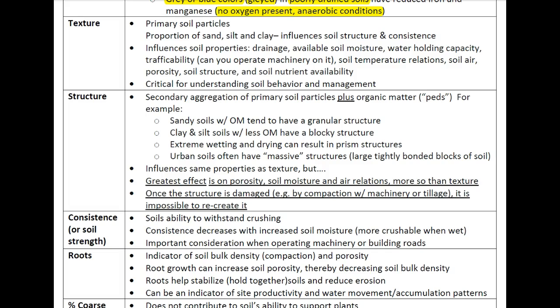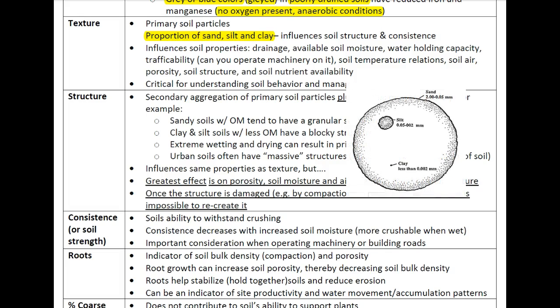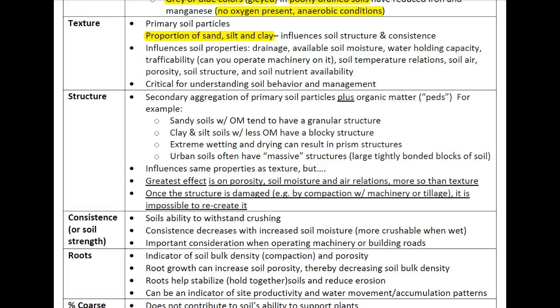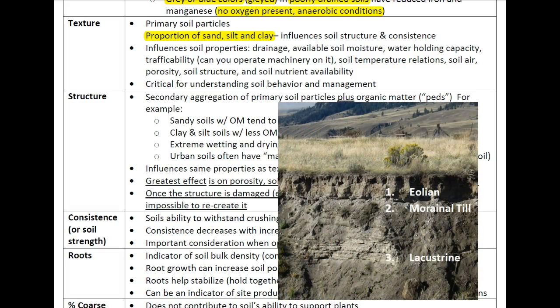Texture is the proportion of the primary soil particles: sand, silt, and clay in the soil. It influences soil structure and consistence in various ways. This isn't noted here, but soil texture is highly variable and can be a good indicator of parent geologic material. For instance, an aeolian deposit is high in silt, whereas a lacustrine deposit will have more silts and clays.